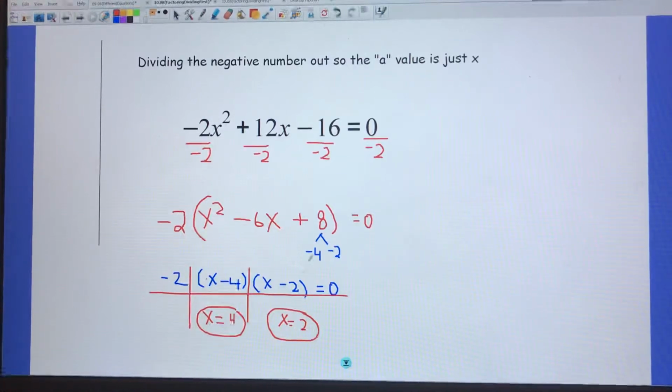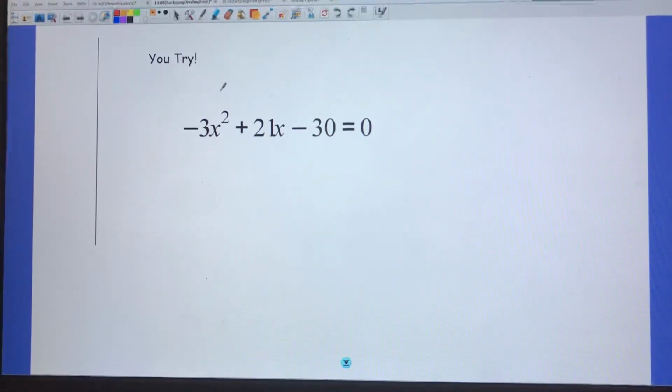Okay, let's try one more again. If you notice that this time everything's divisible by that front number, -3. Yep, it's 21 and -30. So we're going to divide it by -3, divided by -3, divided by -3, divided by -3, and then this becomes x squared. Alright, put the -3 in the front.